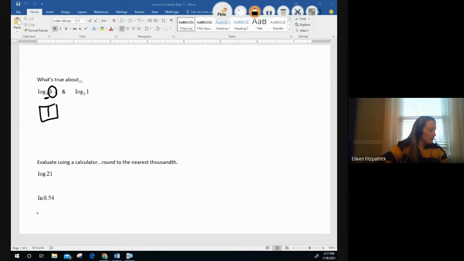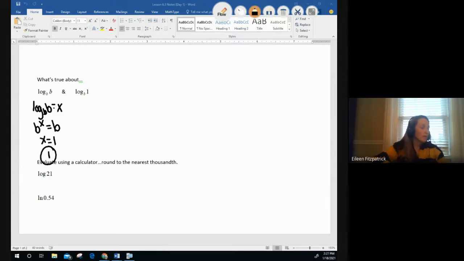Okay? And I can change forms even just using the variables. So if I rewrite it as log base b of b equals x, it would be b to the x equals b, x equals 1. So again, as I was saying, it's always going to evaluate down to a 1. All right. What about log base b of 1?